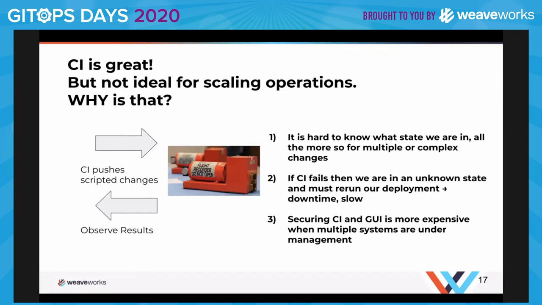And CI, I'm not trying to put it down. CI is fantastic, but it's just not really an operational tool at scale, because it can't tell what state we're in. The agents that I've mentioned a few times know what state we're in all the time. Secondly, if the CI deployment fails, we may be in what's called a partial failure state, where we don't know exactly what went right and what went wrong. And often what happens then is you have to rerun the whole set of changes from scratch, which is slow and annoys people and leads to fewer changes, and it can lead to downtime. And then there are a whole load of security questions. CI and GUIs are a potential threat vector if not managed right. If you are a security person, you shudder to think about some of the potential things that could go wrong here. I know that many of you know how to do it properly, but when multiple systems are under management, this just gets harder and harder to do. So let's get it right. Let's go to the next slide.